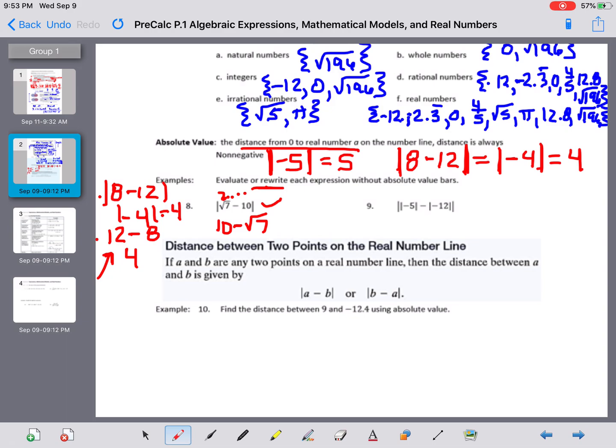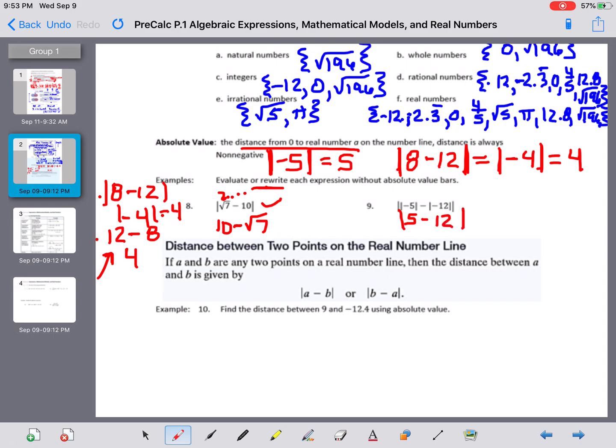All right, number 8. The absolute value of the absolute value of -5 minus the absolute value of -12. Remember, absolute value bars really are treated like parentheses. Start in the innermost and work out. So in the inside absolute values, I have the absolute value of -5, which is asking me how far is -5 from 0? Well, that's 5. Minus, how far is -12 from 0? And that would be 12.